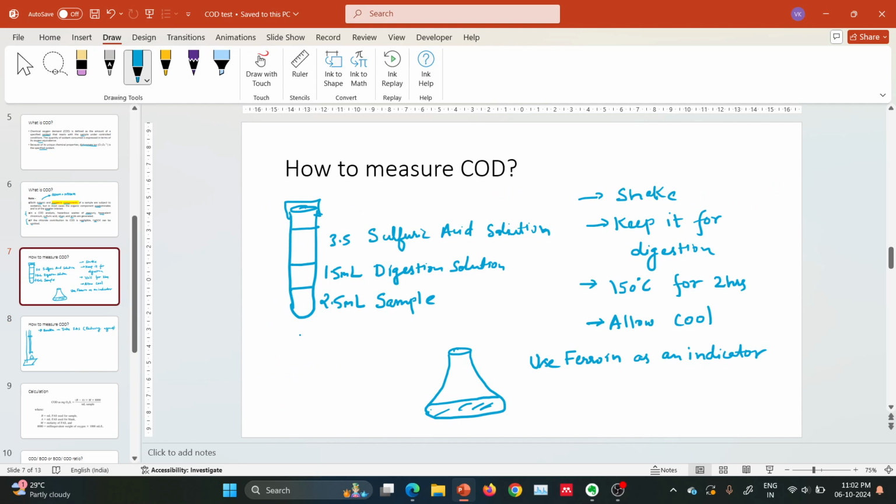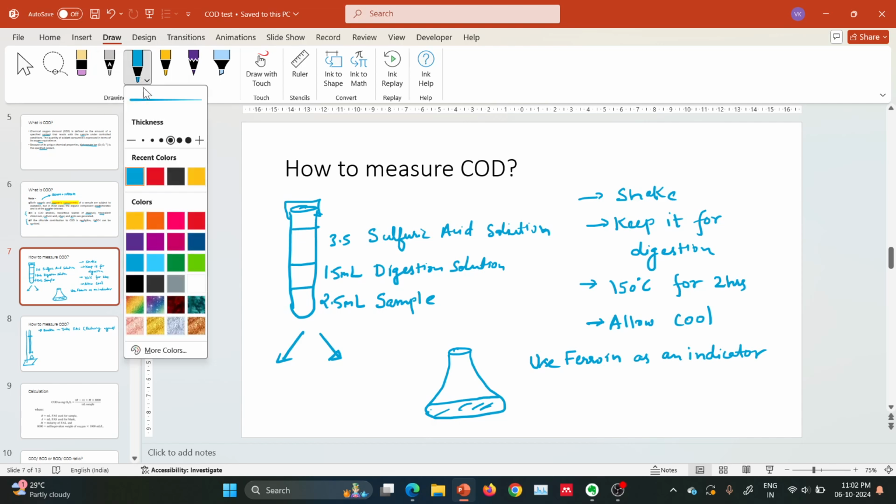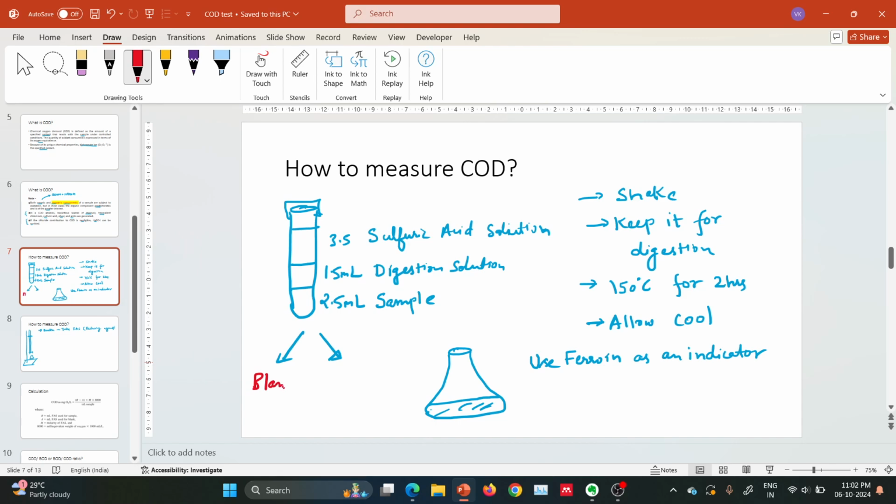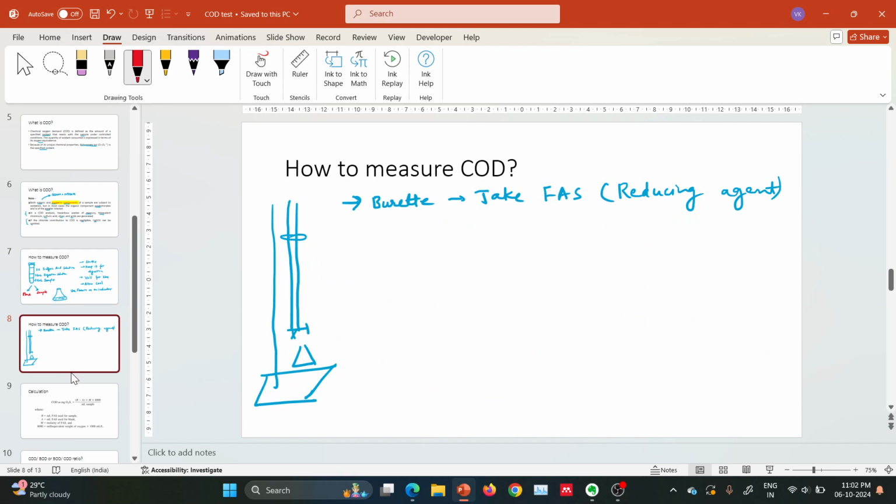We will do this for the blank and for the sample. Blank means distilled water, sample means the sample for which we need to measure the COD. So when we are titrating, what is happening here?